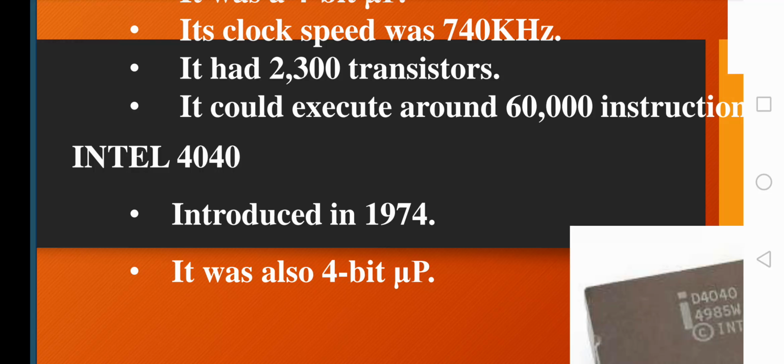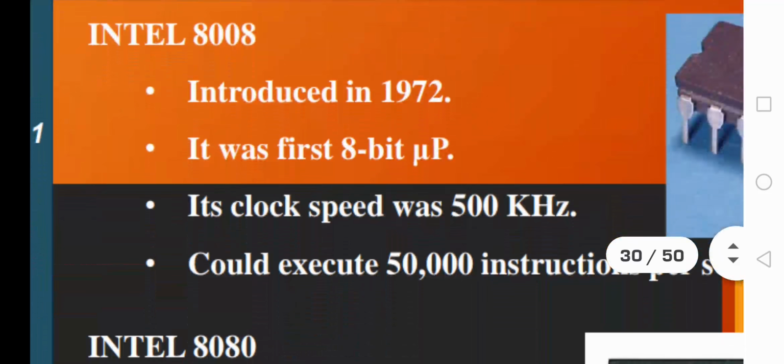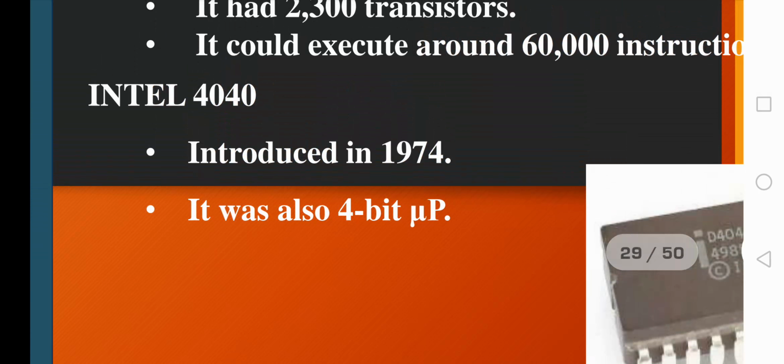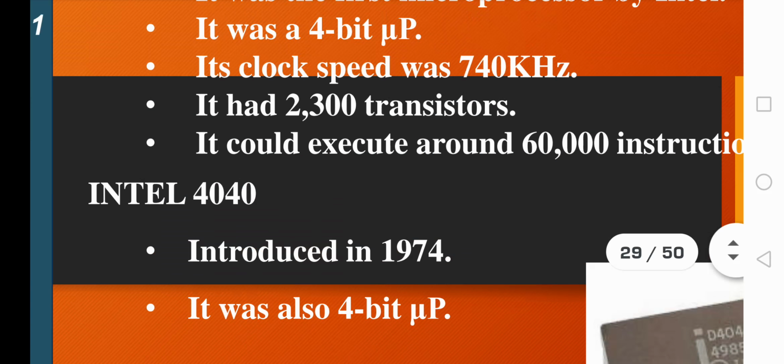Between these two years, in the year 1972 they invented an 8-bit microprocessor. But I am explaining each and every microprocessor in terms of its capacity. So in the first slide itself, I am going to have a detailed view of the microprocessor which is purely 4-bit. That's all. So 4040 was the second 4-bit microprocessor that they invented in the year 1974.